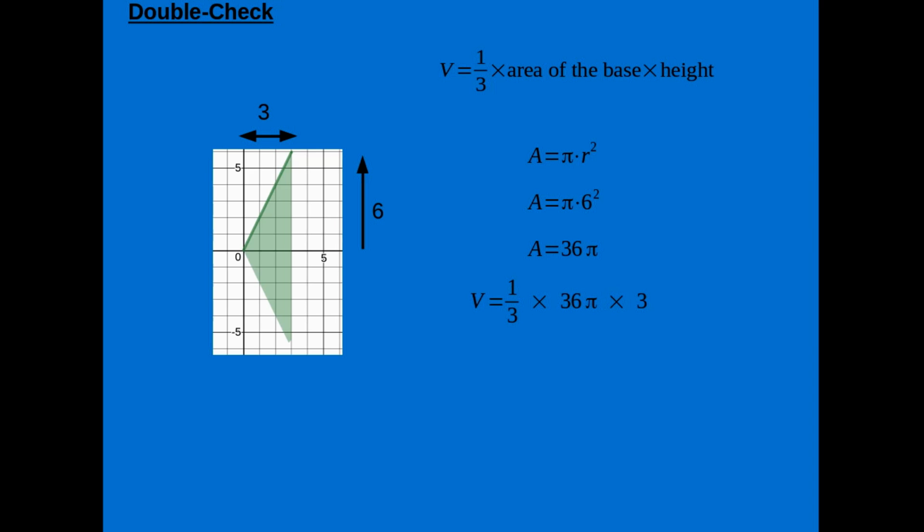Okay, so plugging that base area in, we get 1/3 times 36 pi times 3. Well, the height of 3 and the 1/3 will cancel each other, leaving us just with a volume of 36 pi, which is approximately 113.1. Whatever your units would be, I guess cubic centimeters or cubic meters or something like that. Now, let's see the same thing using integration.